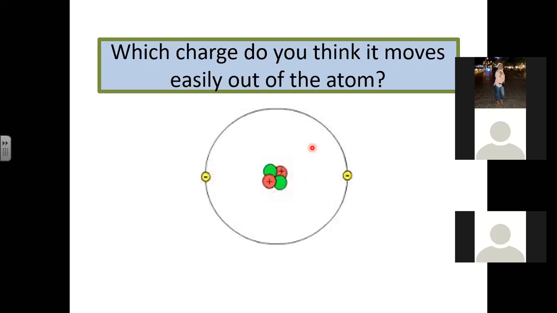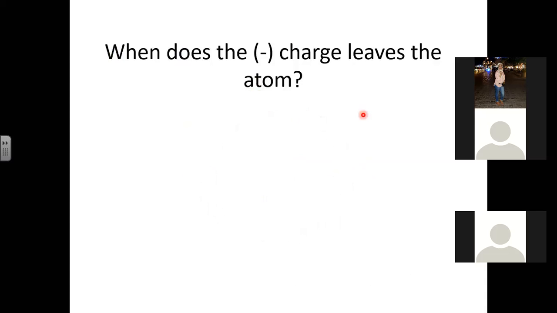Which charge do you think will move easily inside an atom? It's very obvious that the negative charge is much smaller and has more space to move more freely. So the negative charge inside the atom is the one responsible, later when we learn about electricity. It's the one that moves from one place to another easily. So this is what causes electricity.